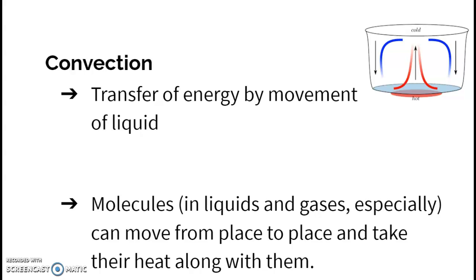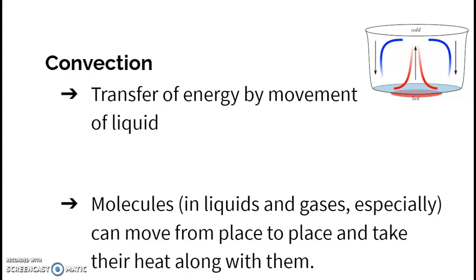Convection is a transfer of energy by movement of a liquid. As you can see in the pot up in the top right corner, when you're heating water in, say, a pot, you get conduction between the heating surface and the metal. But then the metal hits the water and it heats up the water at the bottom. That water then starts moving upwards because it gets warm. That is a convection current, and it creates a cycle where the hot water rises and the cold water sinks. Molecules in liquids and gases especially can move from place to place and take their heat along with them.